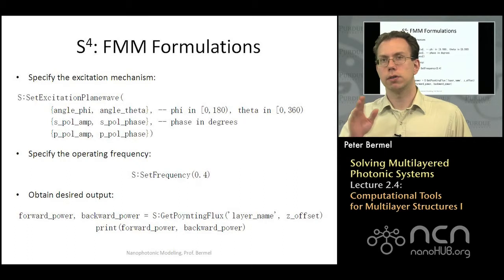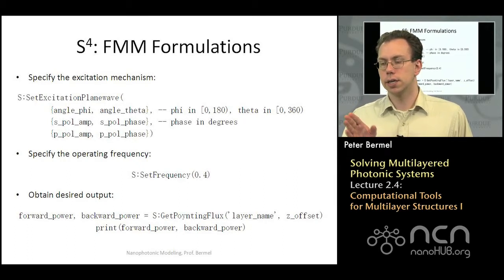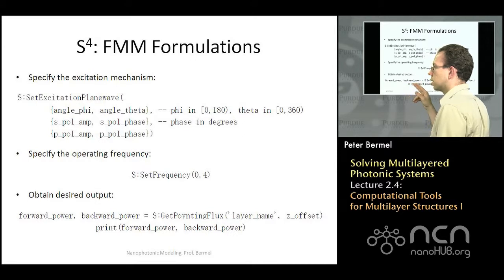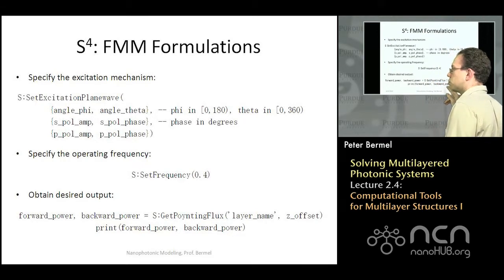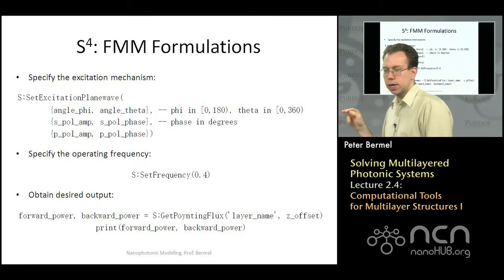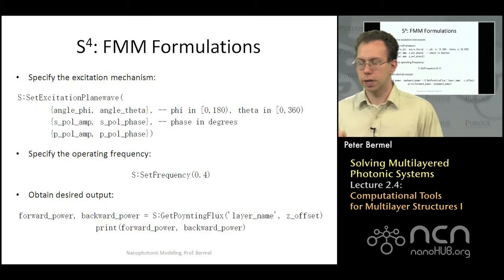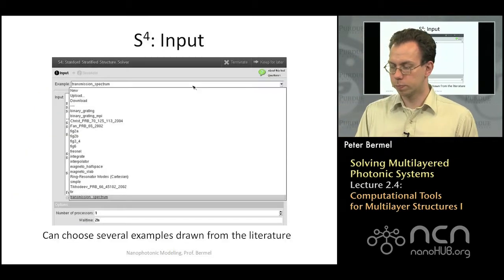So once you have all the specifications of the incident light, as well as the structure itself, that allows you to calculate the overall output. This consists of essentially using this call, in which you tell it you want the forward and backward power through get pointing flux. Get pointing flux looks at the overall pointing output at a specific layer and position in the z direction. And then you can print it out using the print command in Lua.